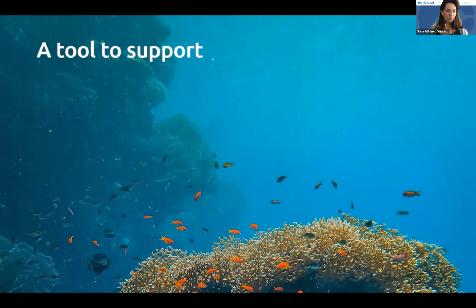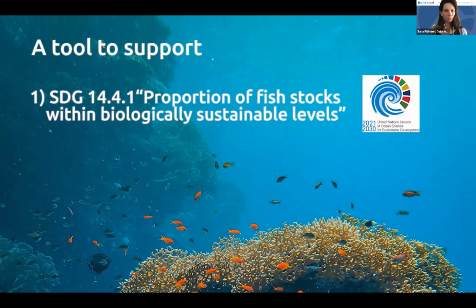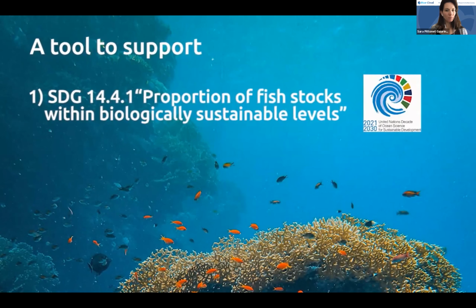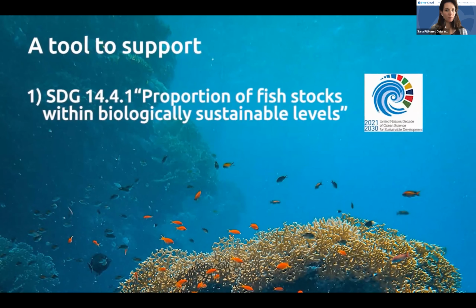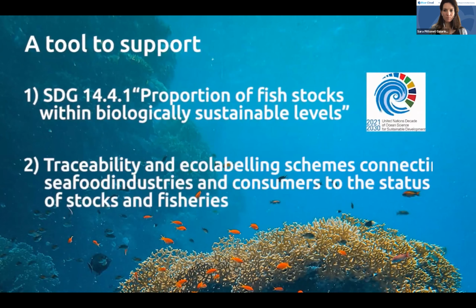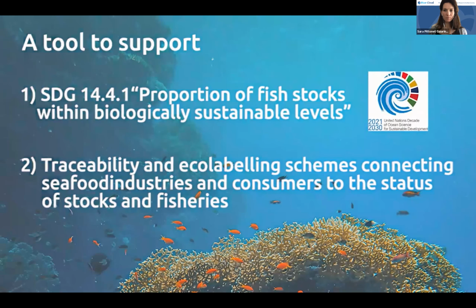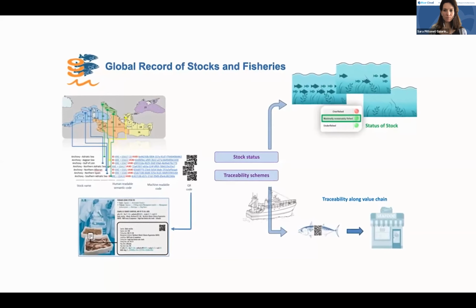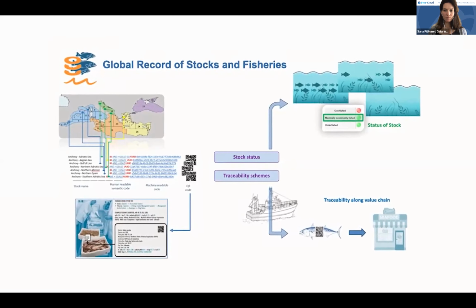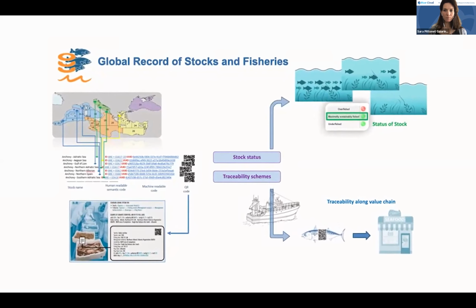The GRSF is the Blue Cloud digital answer to support stakeholders working to achieve SDGs, in particular, Indicator 14.4.1, proportion of fish stocks within biologically sustainable levels, and to improve seafood traceability and certification. The GRSF contains information that can support catch documentation schemes, eco-labeling schemes, and sustainable fisheries.